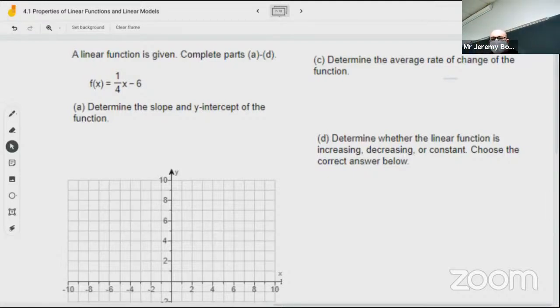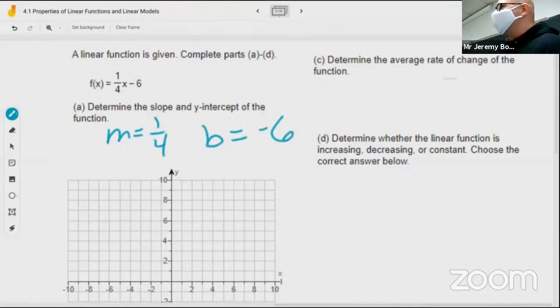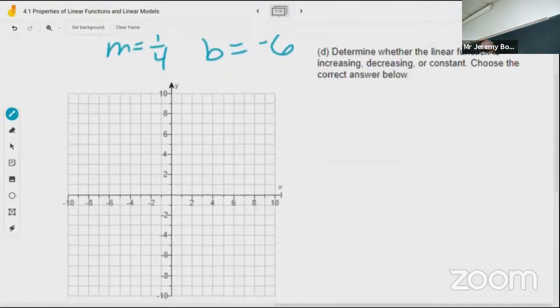All right, so first part, we want to know what is the slope. It's just going to be the 1/4. The y-intercept is going to be -6. Notice that the sign comes along with it. It's -6, that's going to be -6. So that means that to graph it, we'll do this y-intercept here of -6.